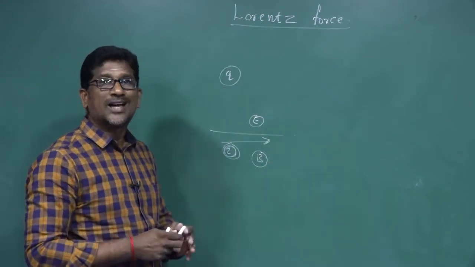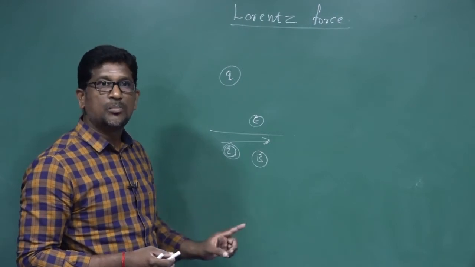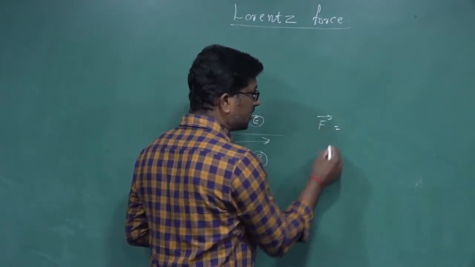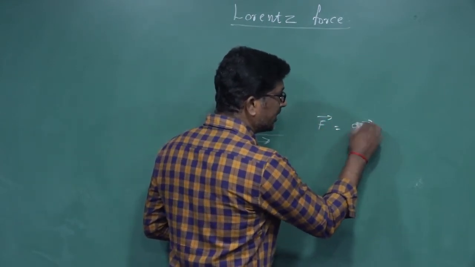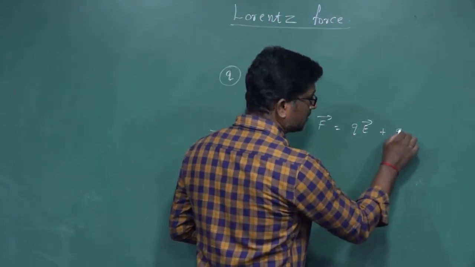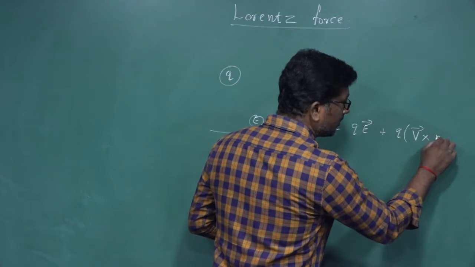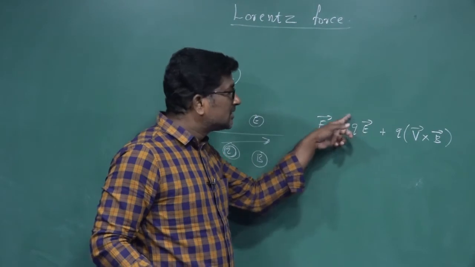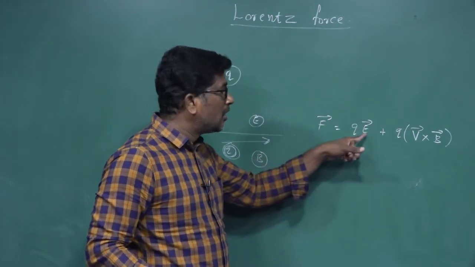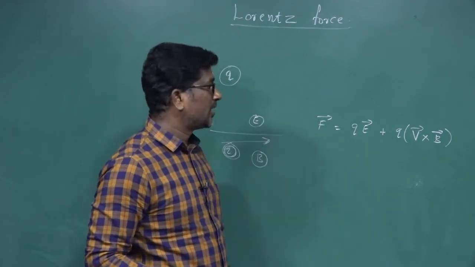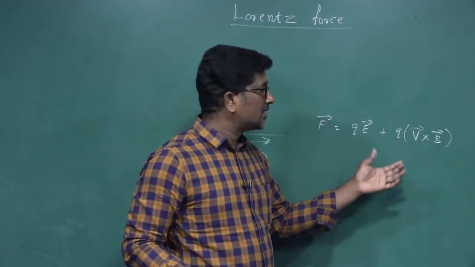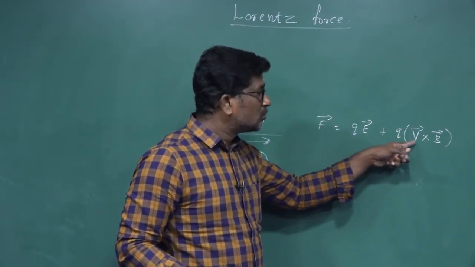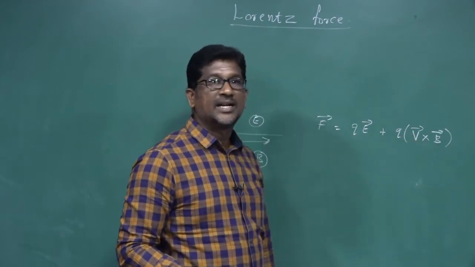So the total force or net force experienced by the charged particle due to this electric field and magnetic field is given by F vector is equal to Q into E vector plus Q of V vector cross B vector, right? What is Q into E vector? This is the electric force experienced by the charged particle when it moves in the electric field E. What is Q of V vector cross B vector? This is the magnetic force experienced by the charged particle of charge q, which is moving with a velocity of v in the magnetic field of induction B, right?